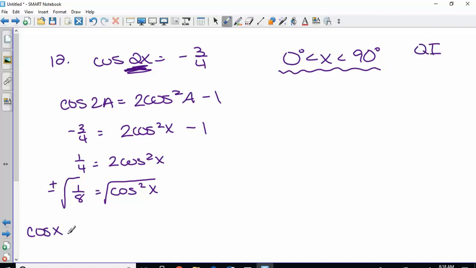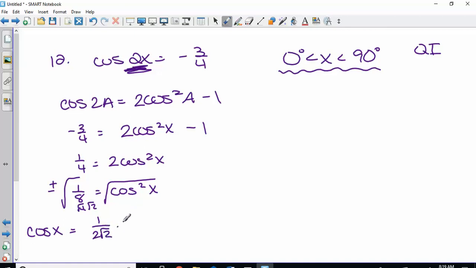So what quadrant is that? In quadrant 1, we know everything is positive. So this is a positive. Square root of 1 is 1. How can I break down the square root of 8? Square root of 4 is 2, radical 2.